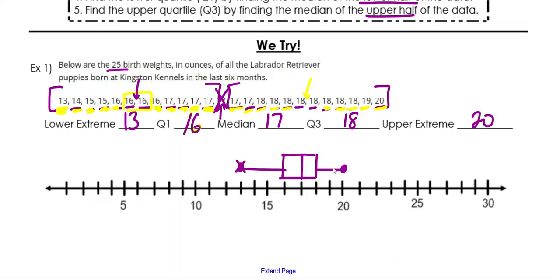We have our smallest, we have our biggest, you don't need to do this part. We have our middle, then we have the middle of the bottom half and the middle of the top half, creating our whiskers and our box.